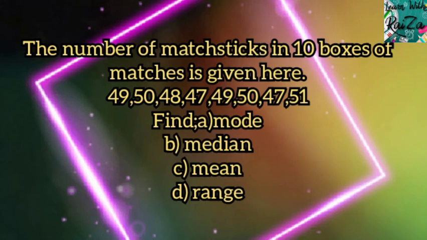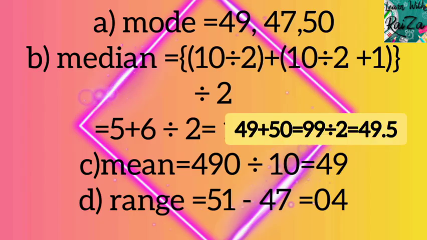The first one says find the mode. Now can you remember what mode is? Mode means the number that occurs several times, the most often number. I told you that sometimes there are situations where many numbers occur many times. So what is the mode here? This is actually a multimodal distribution. What are the modes? Did you find them? Yes, the modes are 49, 47 and 50. They are occurring thrice. So then the median.